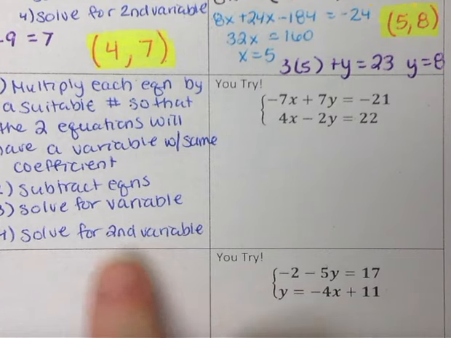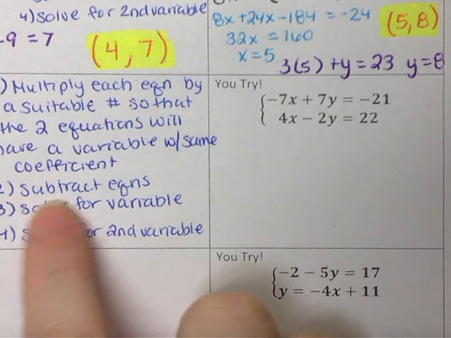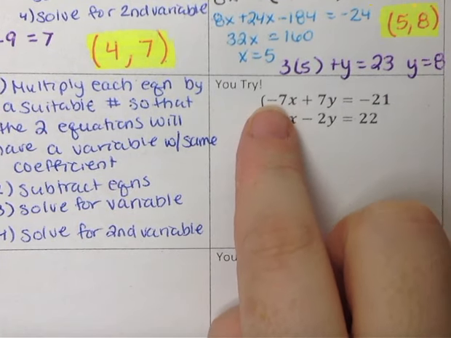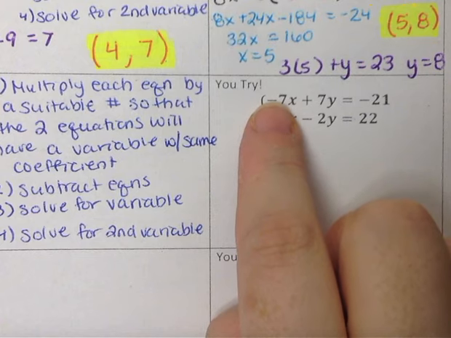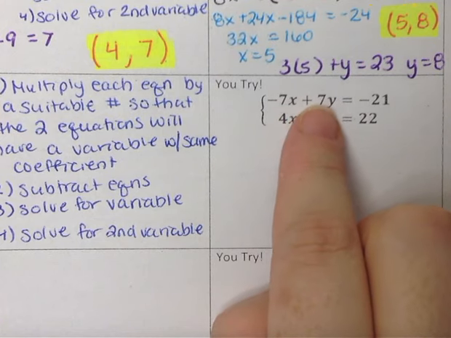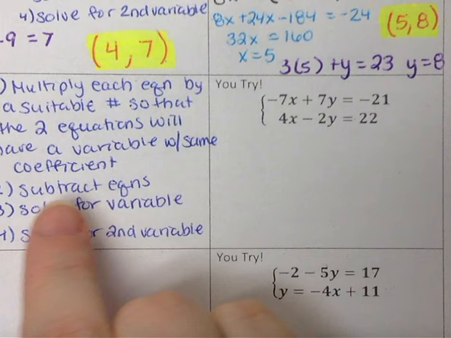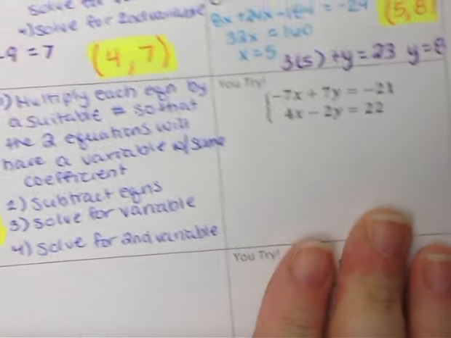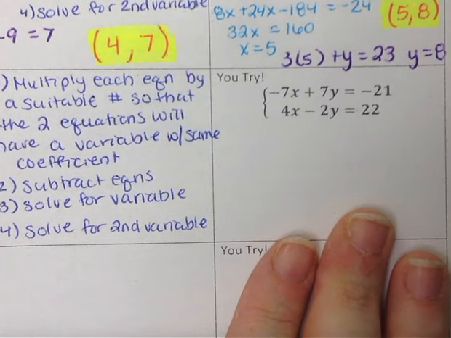Now, you can go ahead and see that for step 2, subtract the equations. If you look at your x's, one of them is already positive, one of them is already negative. The same with your y's. One is positive, one is negative. So that means that you will already be able to subtract the equations. You will already be able to do step 2.